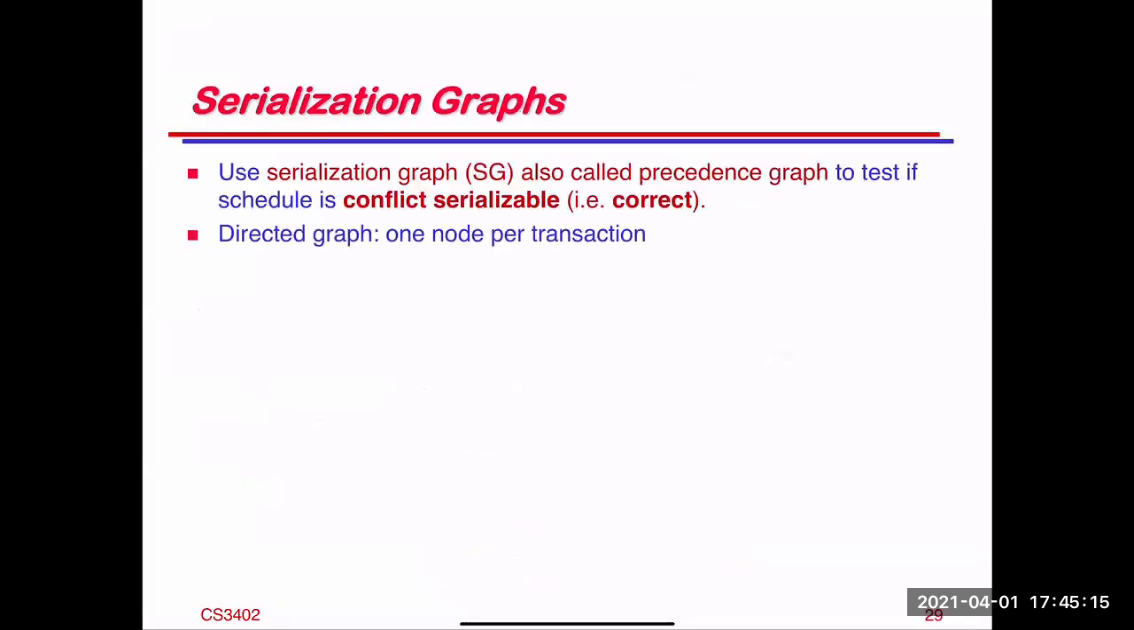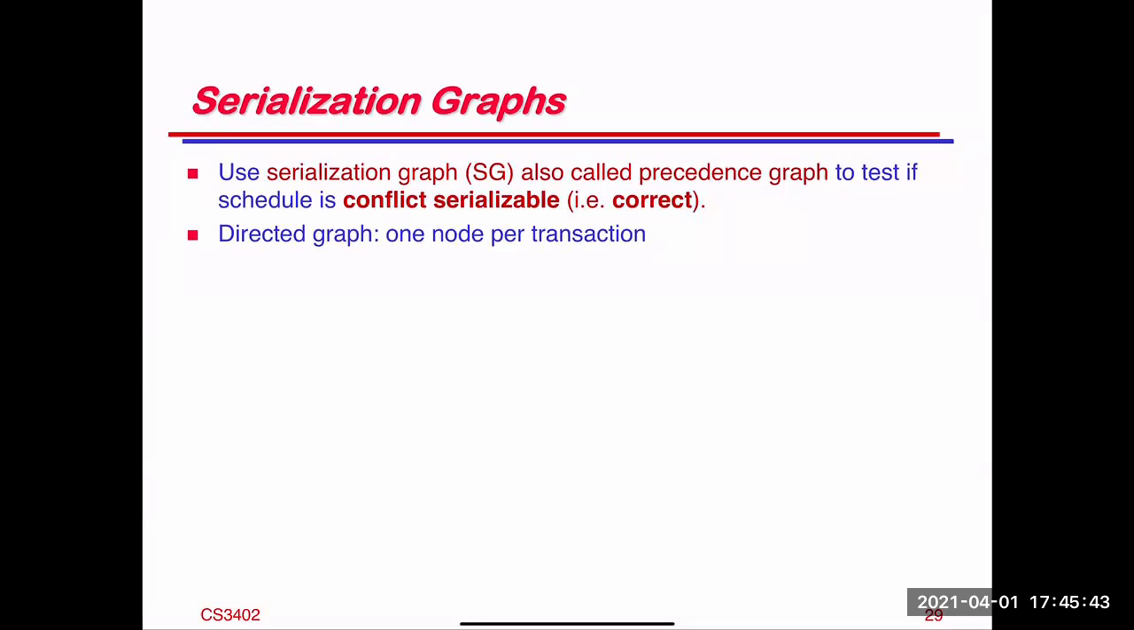And now let's look at how to make this easier to see when something is a correct schedule. So for that reason, we're going to define the serialization graph, which is abbreviated as SG. They're also called precedence graphs sometimes, and you can use these to test if a schedule is conflict serializable, meaning correct. So a serialization graph is a directed graph.